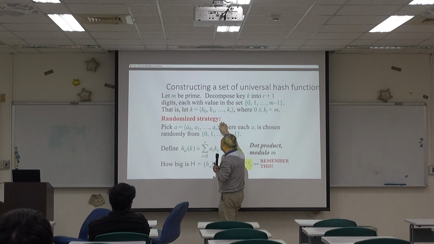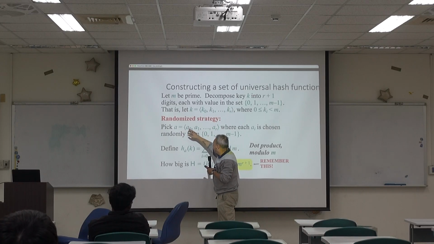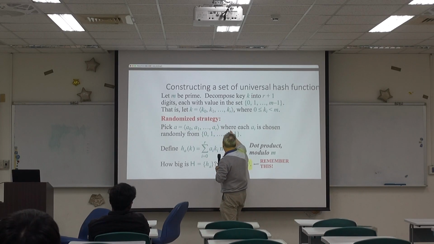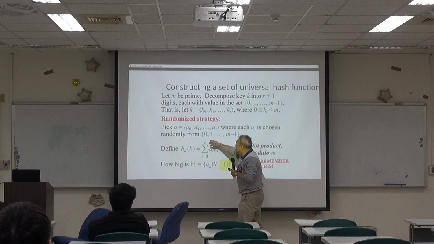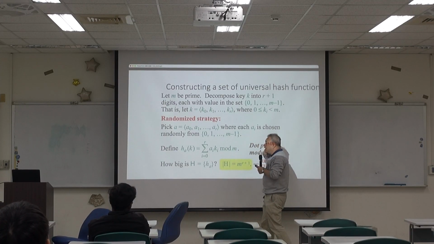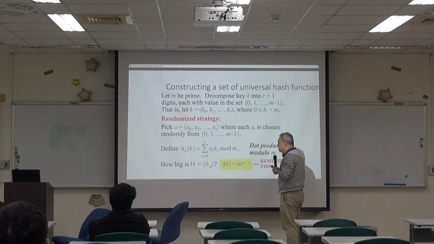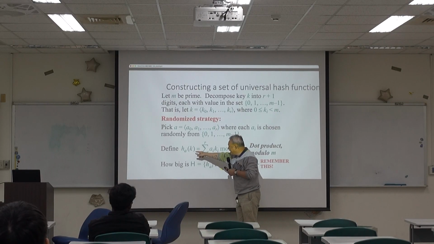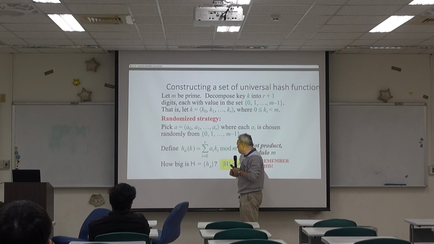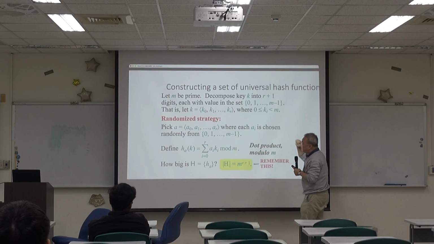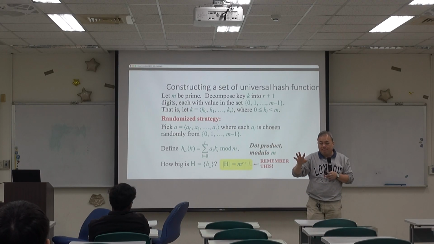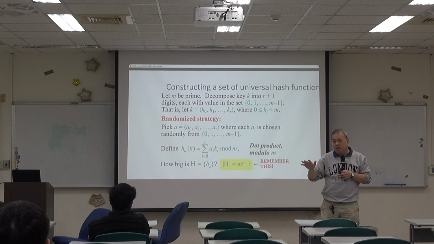So first, we can pick a equal to a0, a1, and so on, to ar, where each ai is chosen randomly from this set. And then we can define h_a(k) to be the sum of a_i k_i mod n. Remember, n is a prime.